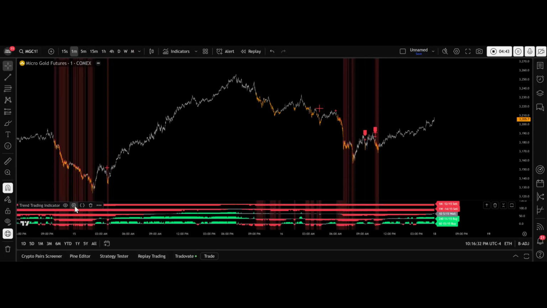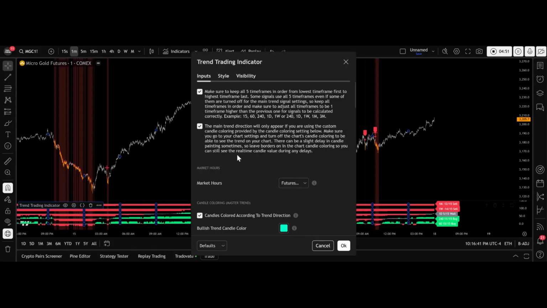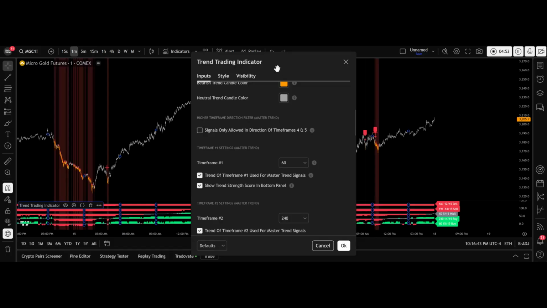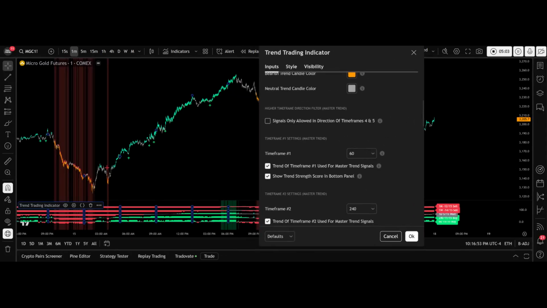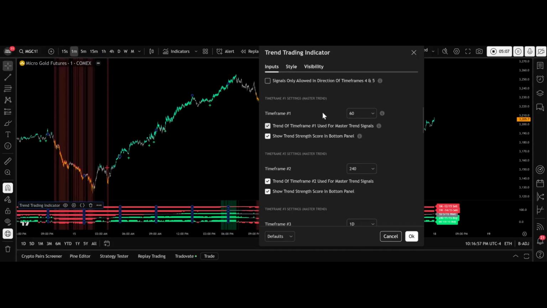Now, if we turn that back off, this is also a great way to make sure that you're only trading with the overall long-term trend. If you turn that off, then you can see we start to get an uptrend here, even though we are still overall bearish on the weekly and monthly. So that's just one thing that can help you make sure that you're only trading in the direction of the overall long-term trend.